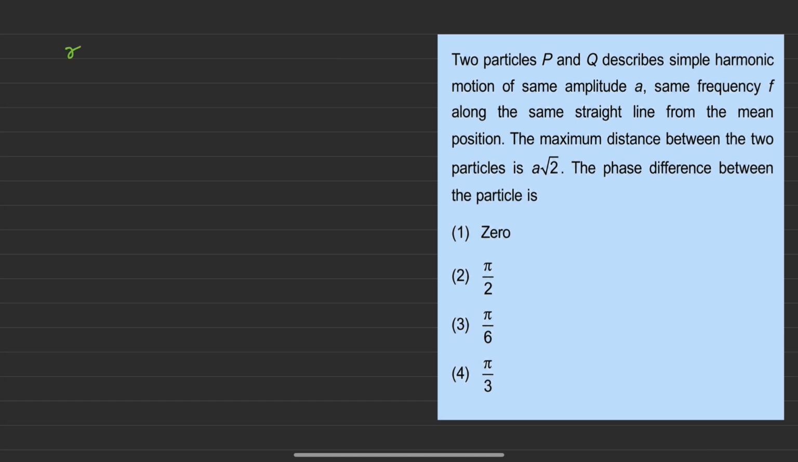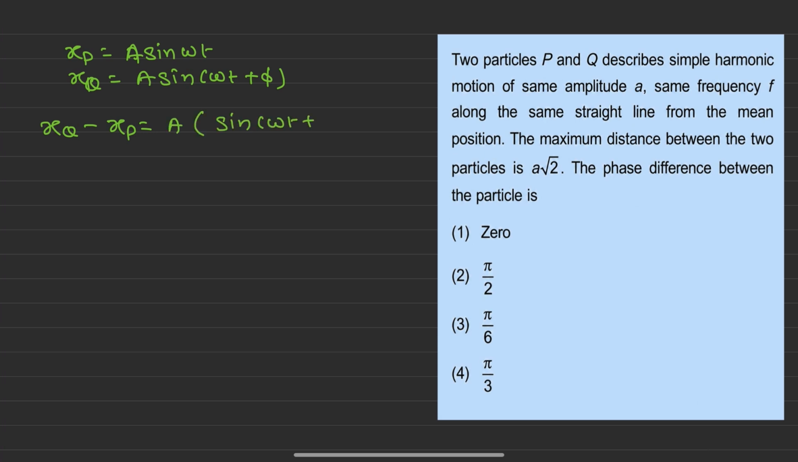For particle P, you can write it in this particular way: A sine omega t. For particle Q, it will become equal to what? You can say it's A sine omega t plus phi. We want to know about the difference between them. So xq minus xp will become equal to what? If you take A common, what is left over here? Sine omega t plus phi minus sine omega t.